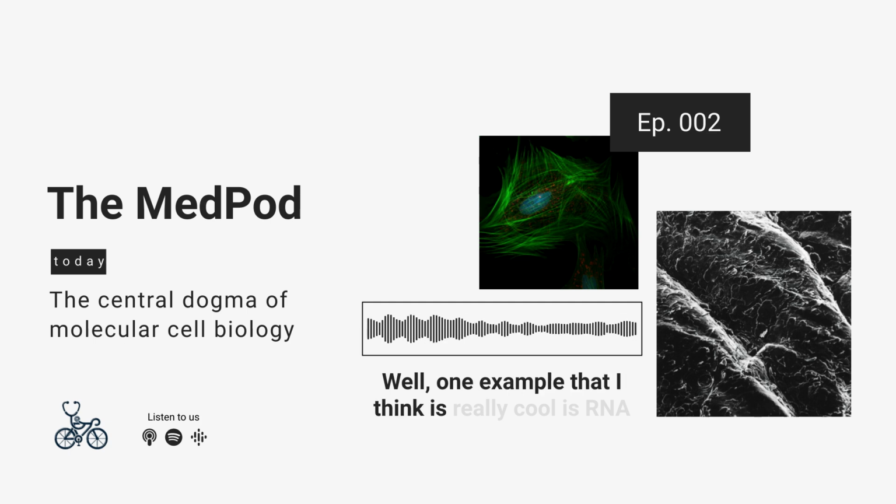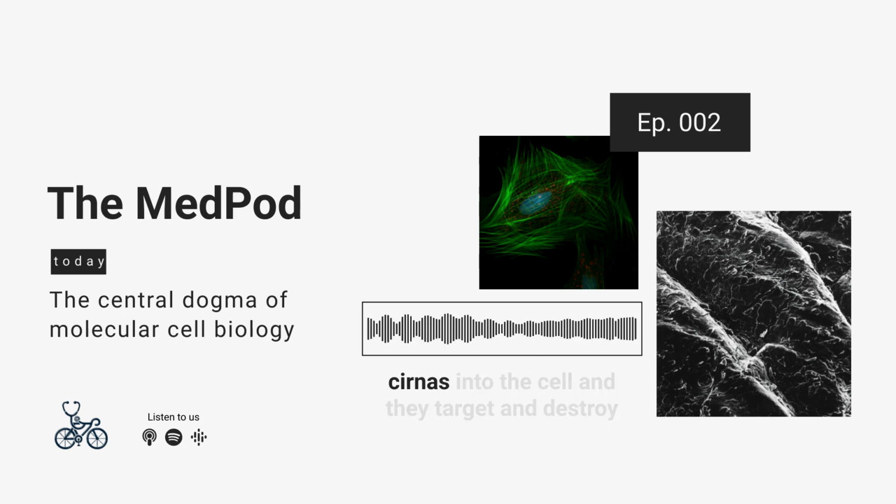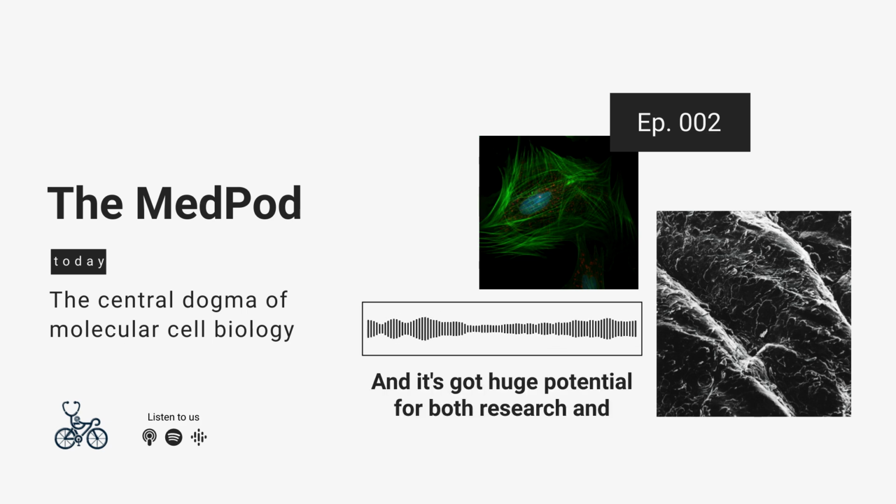Well, one example that I think is really cool is RNA interference, or RNAi. It's like a guided missile system for silencing genes. You introduce these little molecules called siRNAs into the cell, and they target and destroy specific mRNAs. So you're basically turning off that gene. Exactly. It's like a molecular off switch. Wow, that's incredible. It is, and it's got huge potential for both research and therapy.